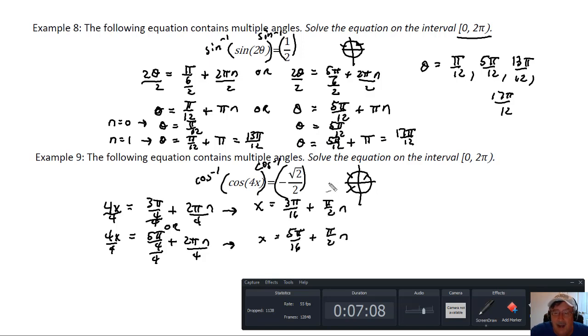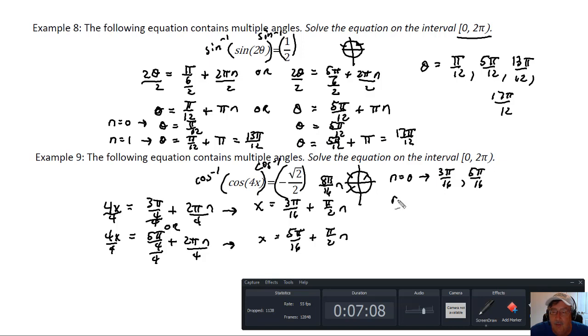Now, if you think about it, pi over 2 here, if you changed it into 16ths, would be 8 pi over 16, if you wanted to think about multiplying top and bottom here by 8. So what we're going to do is just keep adding 8 pi over 16 to these until we don't go past 2 pi. All right, and again, we could let n equal 0. We could play this game as well. And when n is 0 here, pi over 2 times 0 is 0, we're going to get the first two answers, 3 pi over 16 and 5 pi over 16.